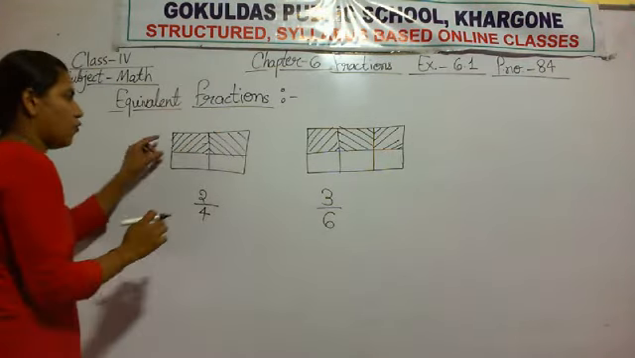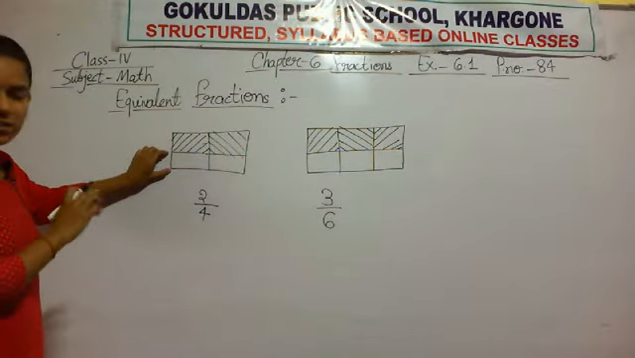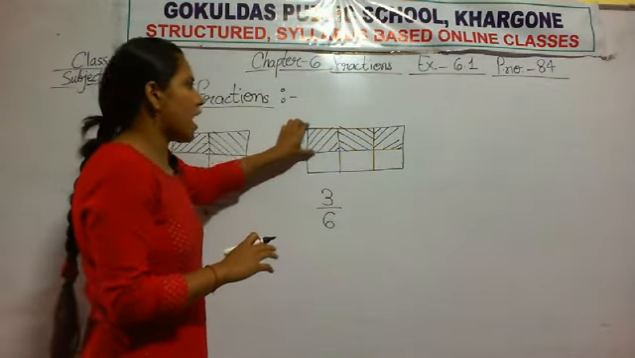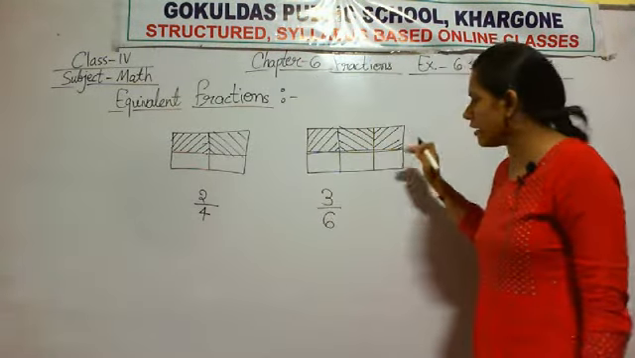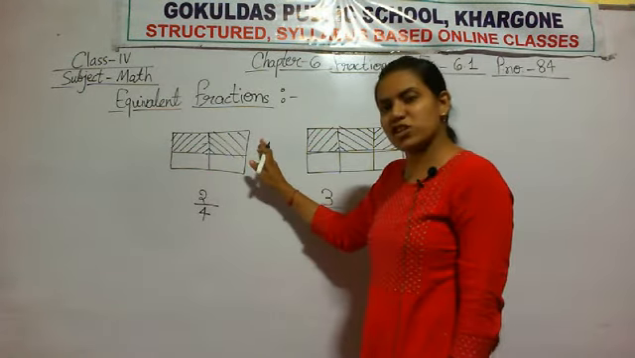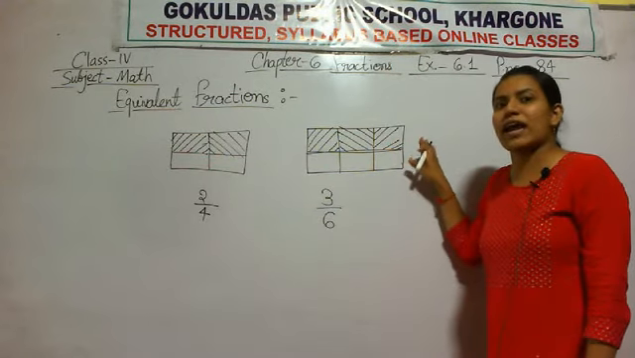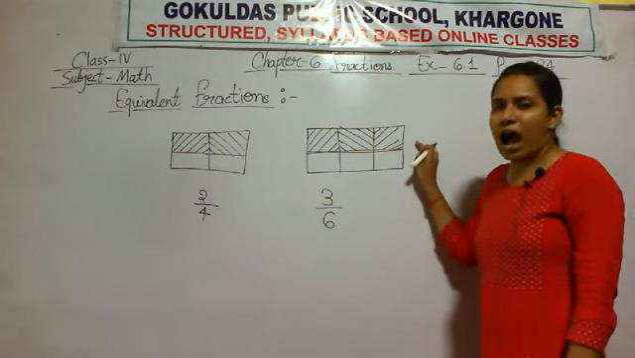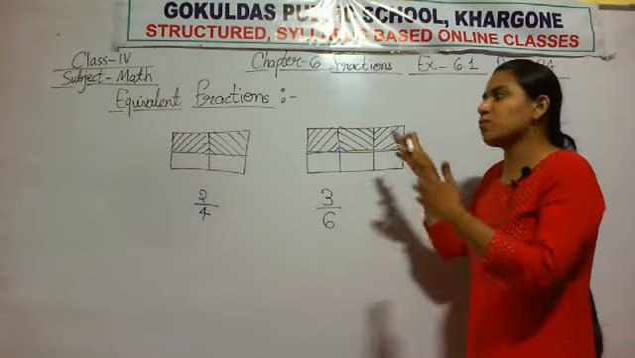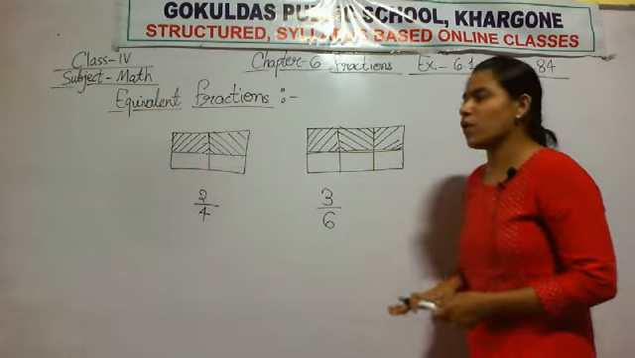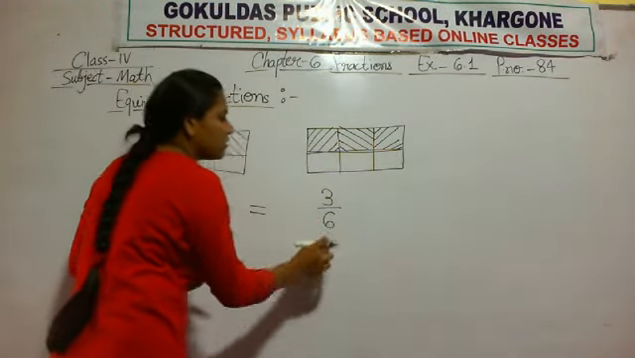Out of this one, half the part is shaded and half is unshaded. Here also half of the rectangle is shaded and half is blank. This fraction is also showing half is shaded, half is blank. Both are representing the same value. That is why 2 upon 4 is equal to 3 upon 6.